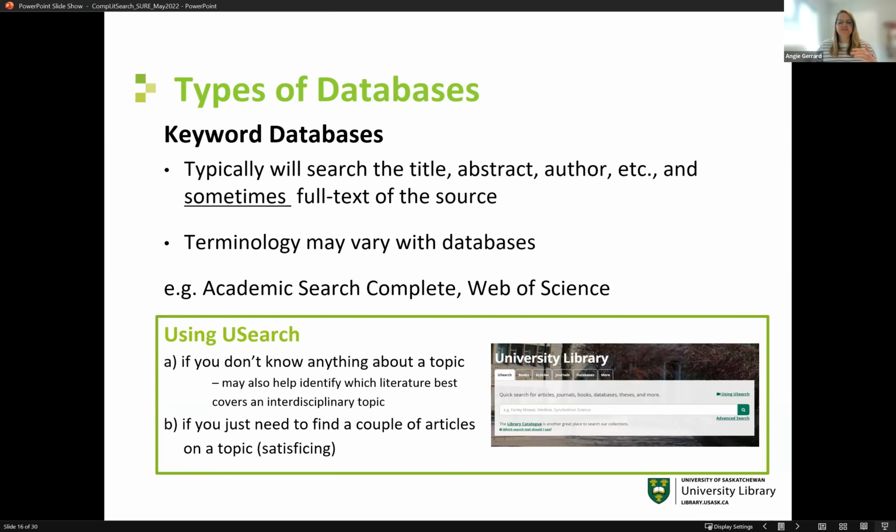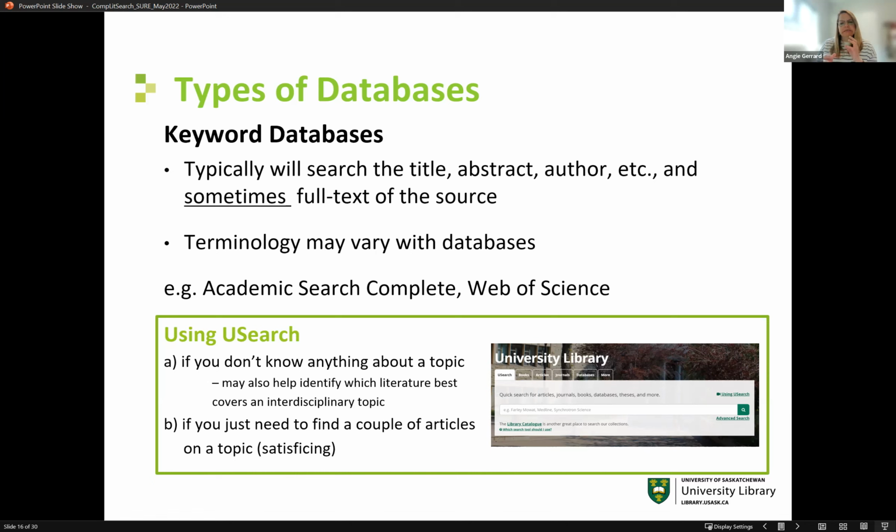I should have noted too that when you get to the library homepage, you're often confronted with that main search box, and people are like, what is this? Should I be using this? That's our generic search, I guess you could call it. It's called USearch. And I don't recommend it when you're doing a discipline specific search.